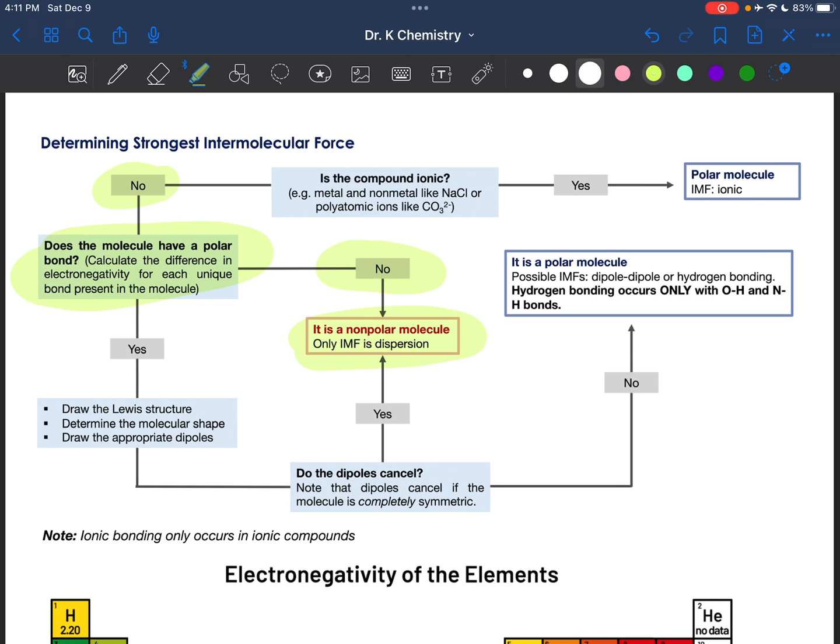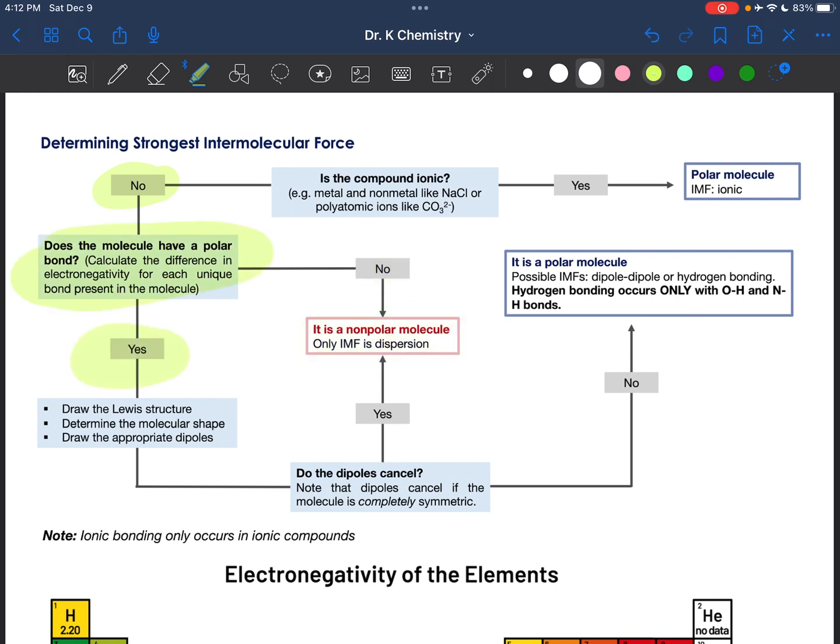Now, if it's a nonpolar molecule, the only intermolecular force that it has is dispersion. And then you don't have to do anything past that. You don't have to determine the structure. You don't have to think about the dipoles or whether they cancel. Right off the bat, you know it's a nonpolar molecule.